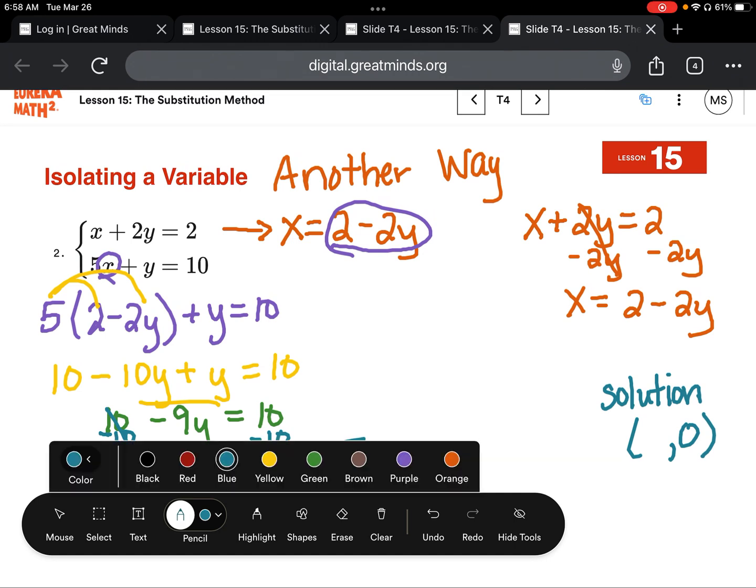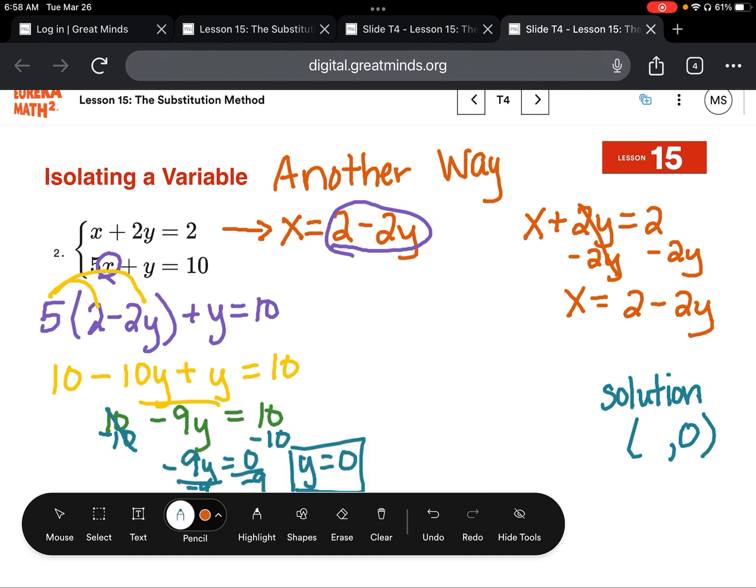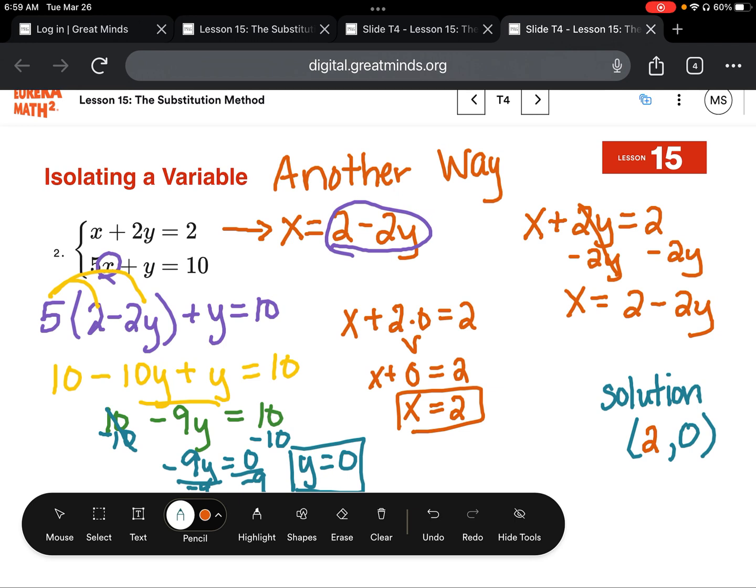So into either one of these equations, instead of writing y, I'm going to write 0. I'll pick the top one. X plus 2 times 0 equals 2. 2 times 0 is 0. X plus 0 equals 2. Obviously, that 0 doesn't matter, so x equals 2. We get the same solution. So it's just another way. Again, I like to practice putting equations into slope-intercept form, but it is not necessary.